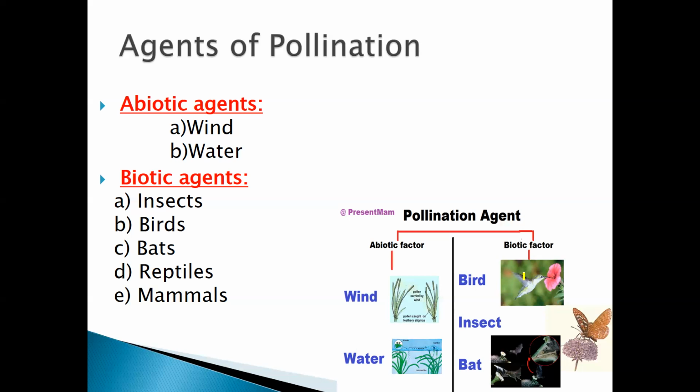Now, depending upon the biotic agents, whether it is insects, birds, mammals, or reptiles, the pollination is of different types. We will be studying it in the further slides, that is, zoophily, anemophily, hydrophily. So you need to remember there are two types of agents: abiotic agents and biotic agents. Abiotic agents are those which are non-living, and biotic agents are those which are living. In abiotic agents, there are two types: wind and water. In biotic agents, there are insects, birds, bats, mammals, and reptiles.